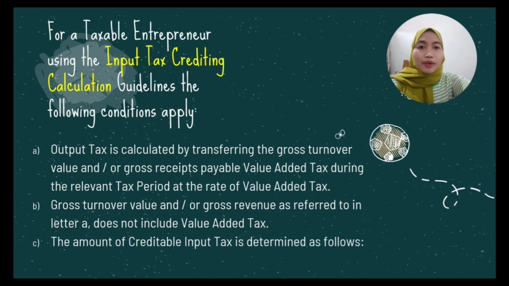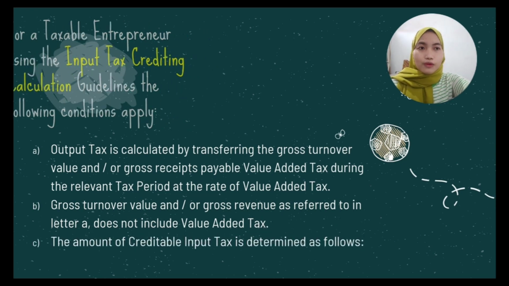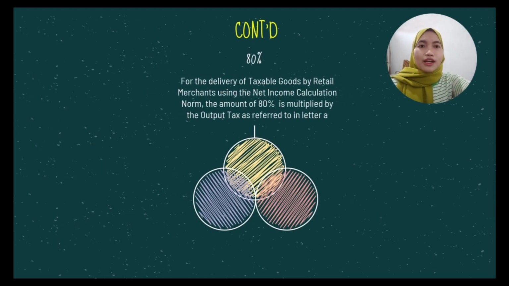The amount of creditable input tax is determined as follows. First is 18%. For the delivery of taxable goods by retailer merchants using the net income calculation norm, the amount of 18% is multiplied by the output tax as referred to in letter A. Second, 17%.